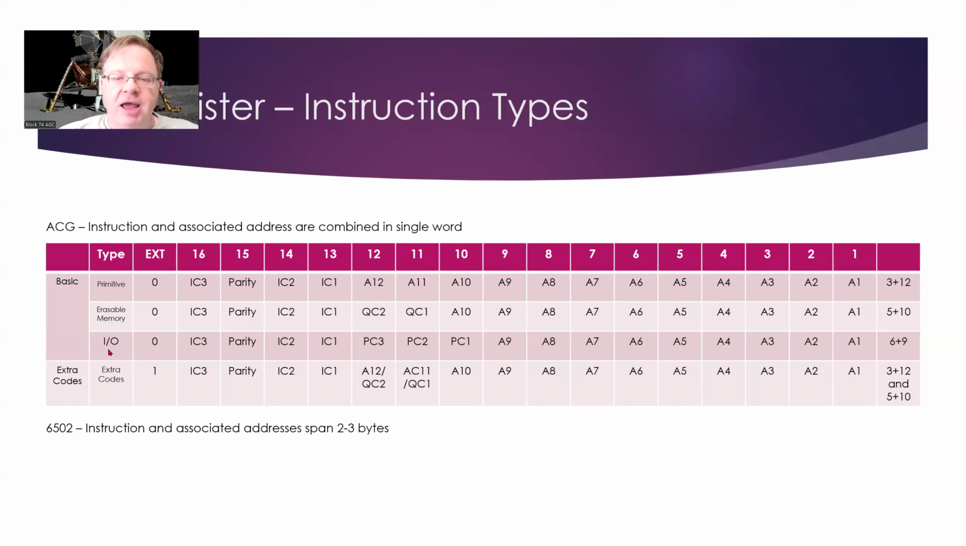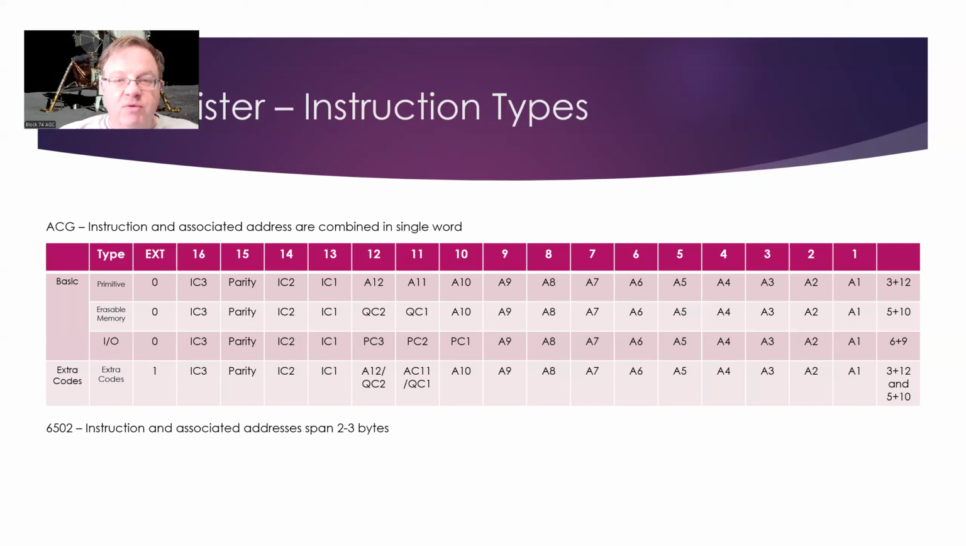Then there's a number of I/O codes, and for this they actually have 3 bits of what they call peripheral codes, and then the 3 bits for the instruction code, and that only leaves us 9 bits for the address, so 512 addressable items for these more I/O type instructions.